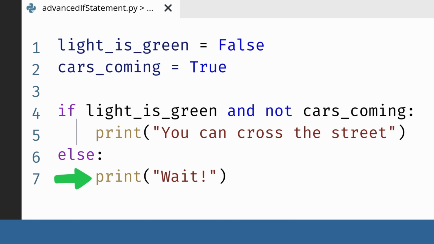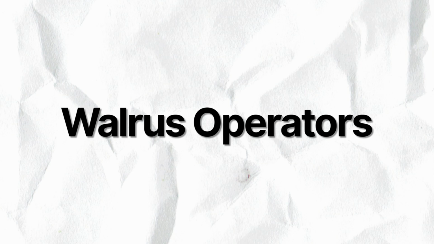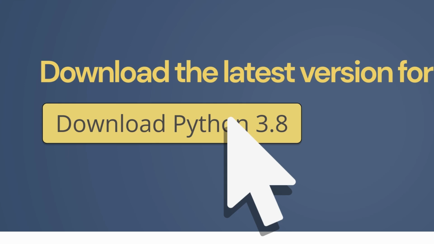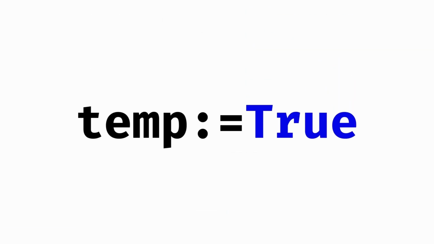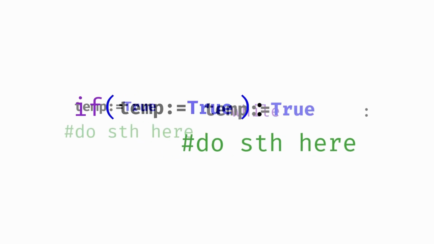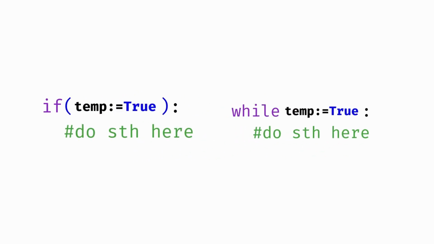That's short-circuit evaluation. Walrus Operators. The Walrus Operator is a special feature introduced in Python 3.8 that lets you assign a value to a variable inside an expression, such as in an if statement or a loop condition. This means you can both compute something and save it to a variable at the same time, making your code shorter, cleaner, and often easier to read.